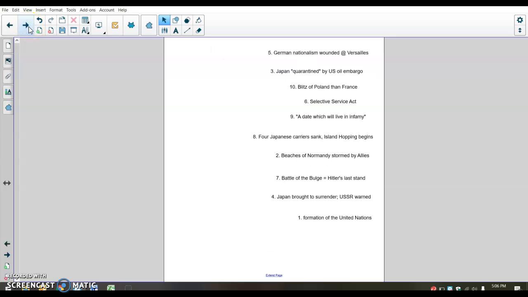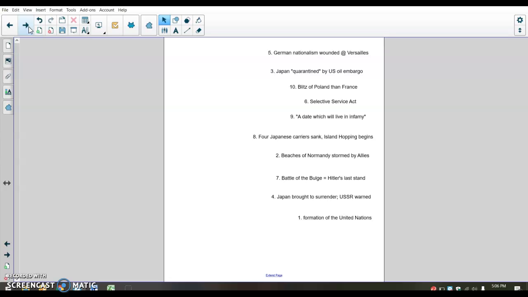Page 2, putting things in order, chronology. German nationalism being wounded at Versailles at the end of World War I. Of course, that was one of the main causes of World War II. 1937, FDR quarantines the aggressors because of how poorly they were behaving, grabbing land, especially in China.